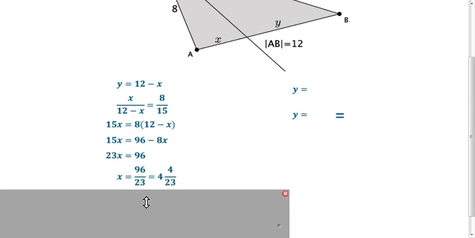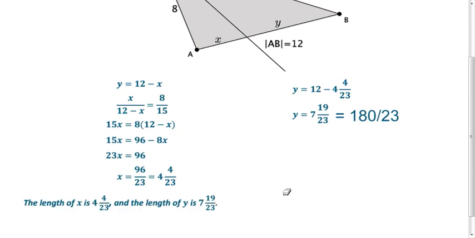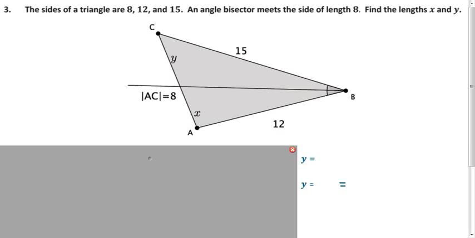And we end up with 96 over 23, which is 4 and 4/23. We substitute that into our original equation, and we end up with 7 and 19/23. So you can write these as mixed numbers or improper fractions. You can write them as decimals if you want, but note that you can't write out their whole representations. So just make sure you put ellipses after a few digits of the decimal. Try this one the same way. Very similar idea.